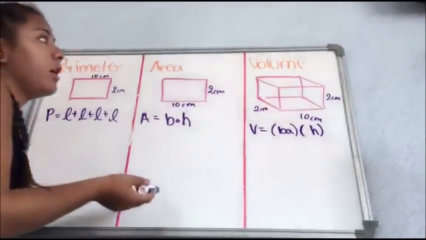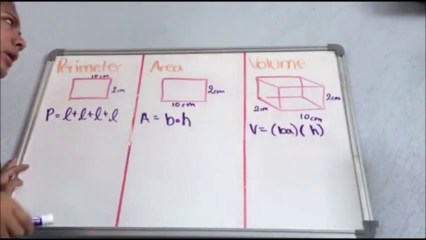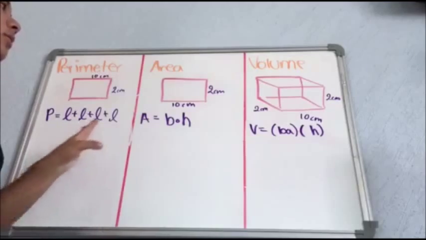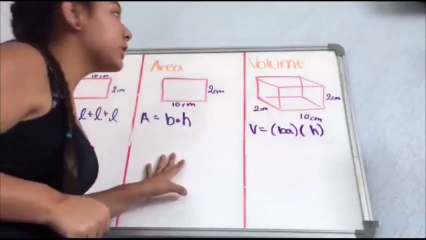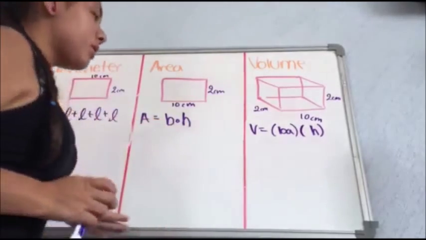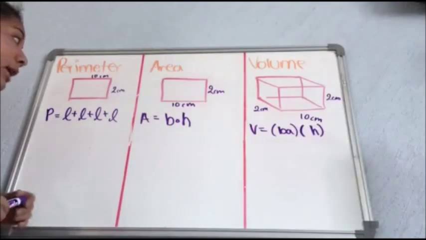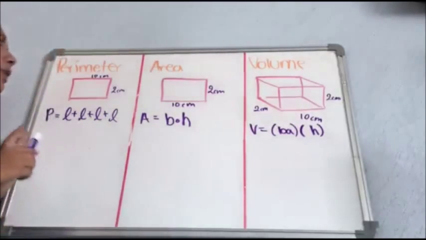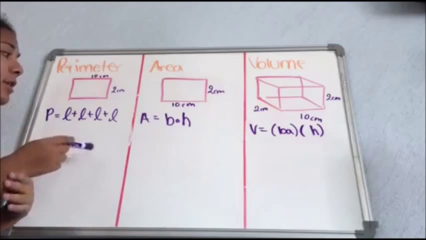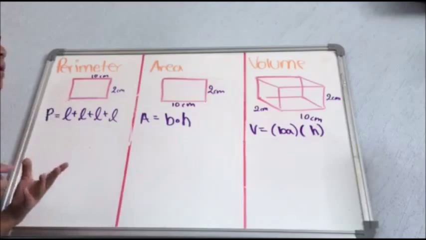The perimeter and area for the square and the volume for the cube, we're going to take out now the perimeter of the rectangle, the area for the rectangle, and the volume for a rectangular prism. So, we have written already the formulas. The formula for the perimeter for the rectangle is the same as the square. L plus L plus L plus L, where L is one side of the rectangle.